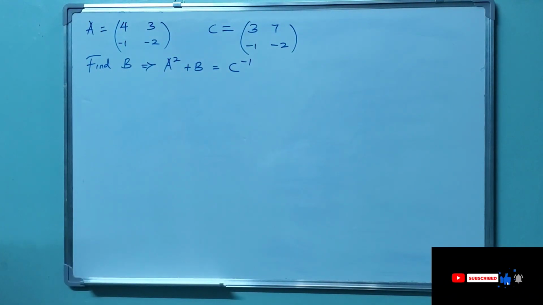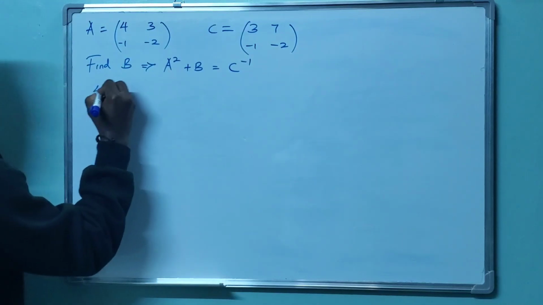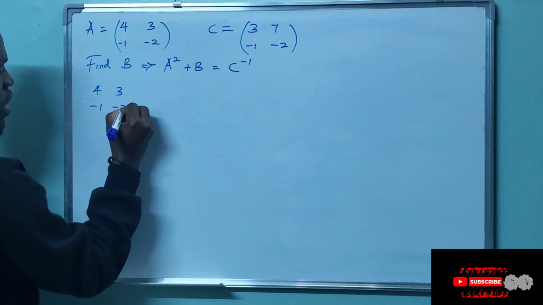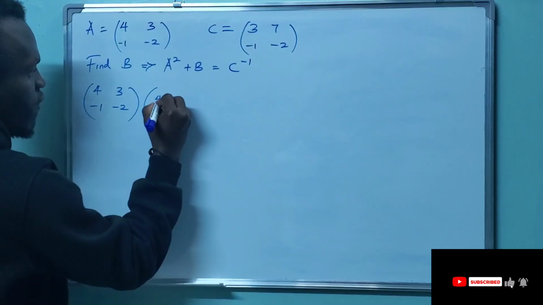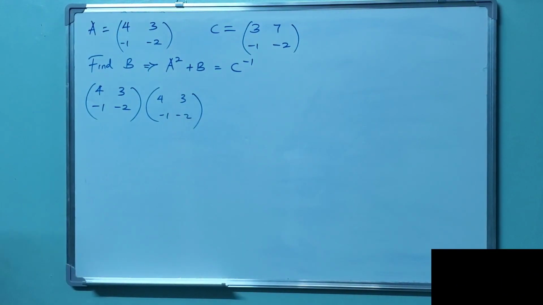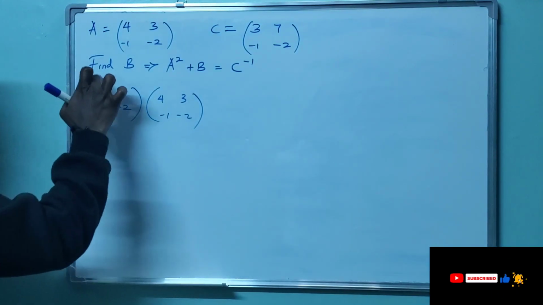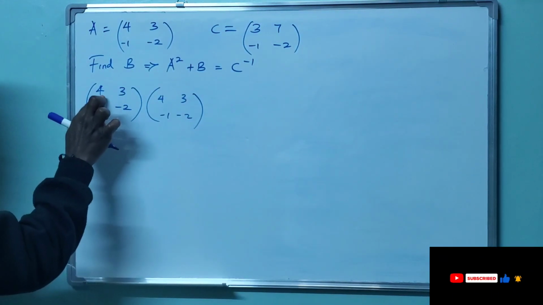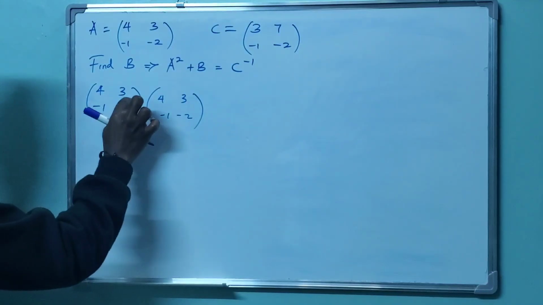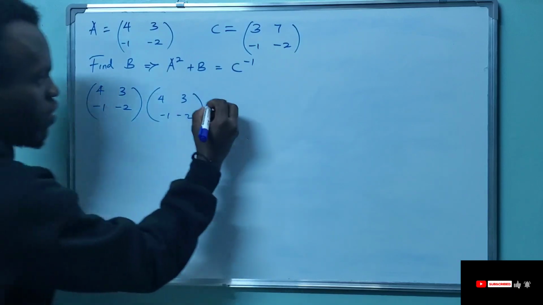So first of all, we are going to work out the square of A. The square of A is like multiplying A by itself. So I'm going to write 4, 3, negative 1, negative 2, then 4, 3, negative 1, negative 2. Now, we did talk about multiplication of matrices. Remember, when you're multiplying matrices, you consider the row and the column. So I'm going to multiply the first row with the first column, the first row with the second column, then the second row with the first column, and the second row with the second column. So let us do that.